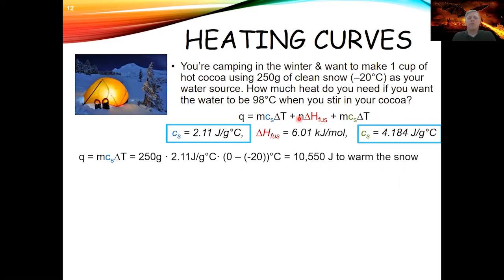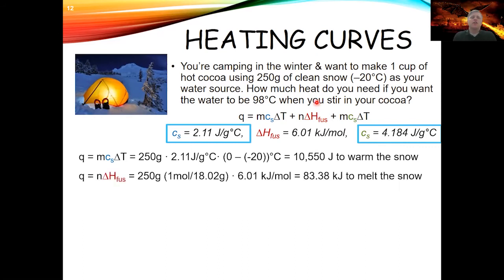I'll then calculate my heat for this phase transition. So my Q is equal to the number of moles times my delta H of fusion. In this case, I have to take my 250 grams here and turn it into moles. So I'll divide by the molecular weight of water, and then I'll multiply by my delta H of fusion here, which is 6.01 kilojoules per mole. I'll multiply that out, find that I need 83.38 kilojoules to melt the snow.